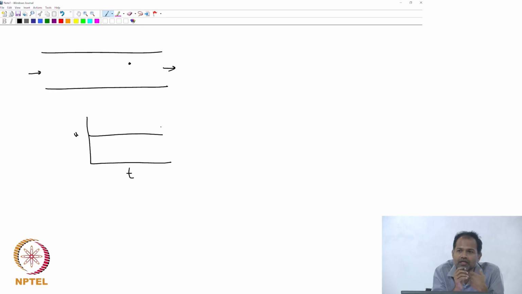Now let's say you increase the flow rate. When you increase the flow rate, what happens to Reynolds number? It's going to increase. So let's say you keep increasing your Reynolds number, but you continue to measure it. So this is what happens if Reynolds number is small.